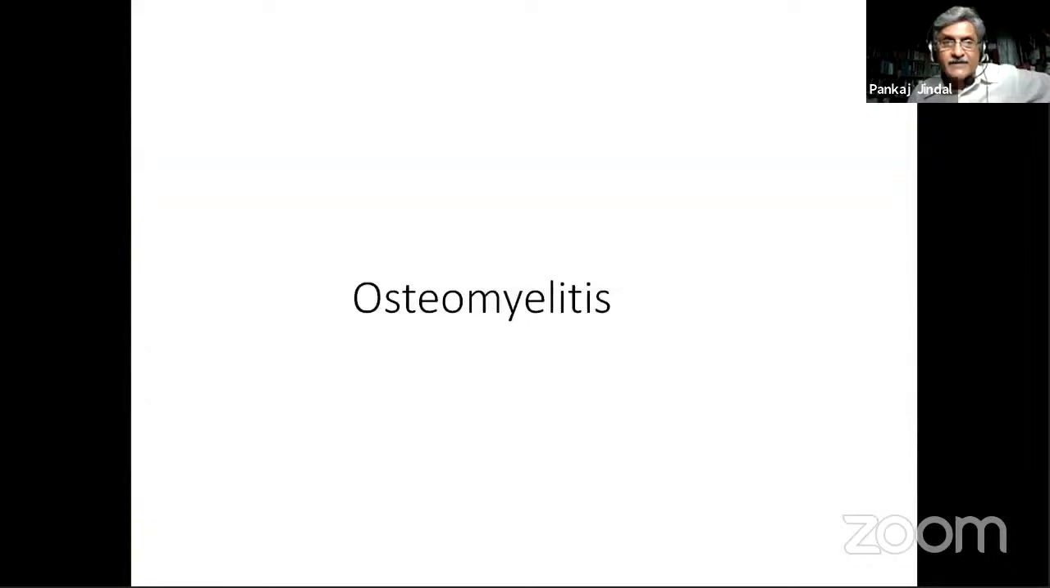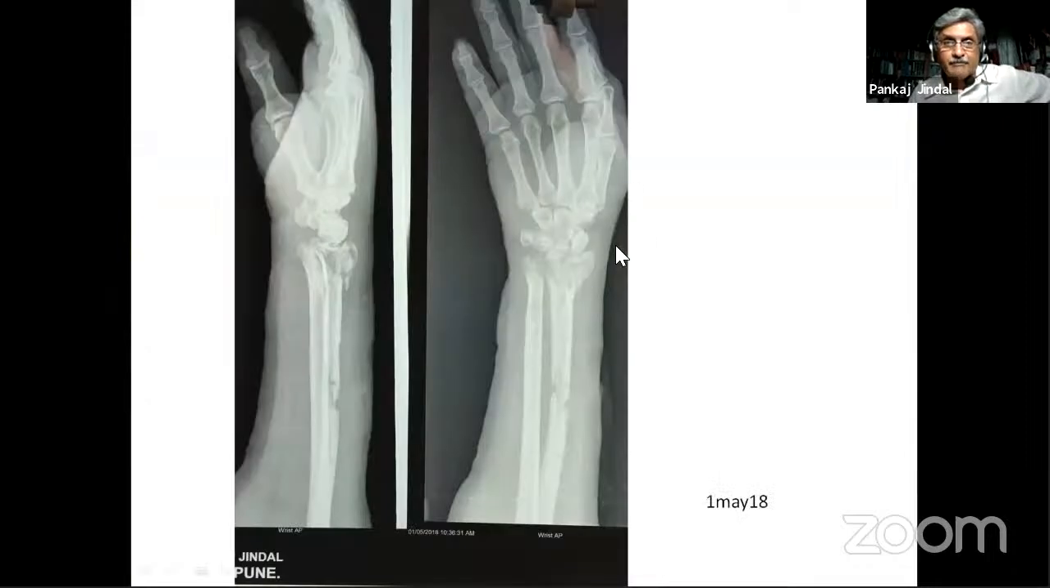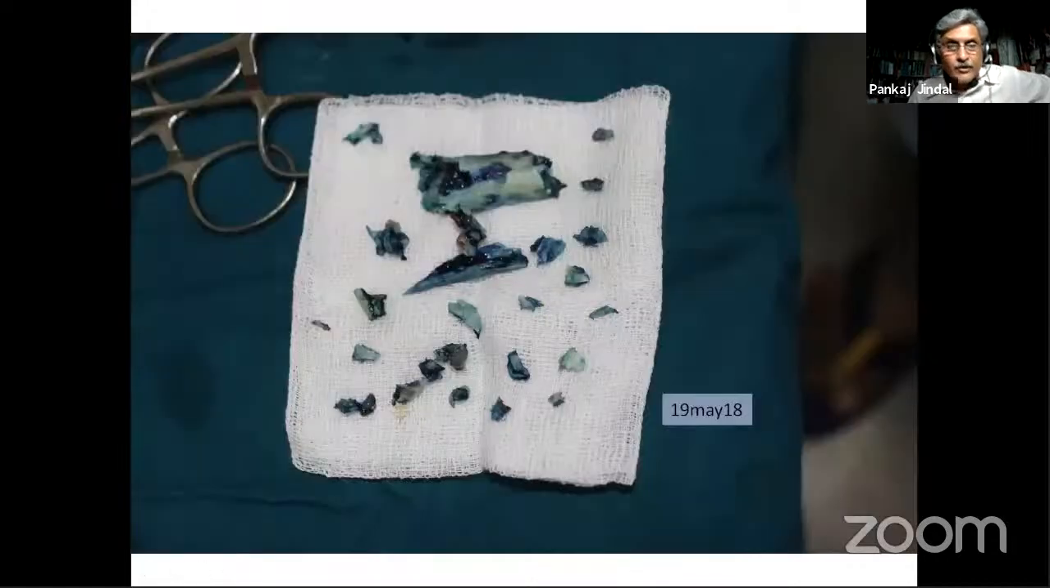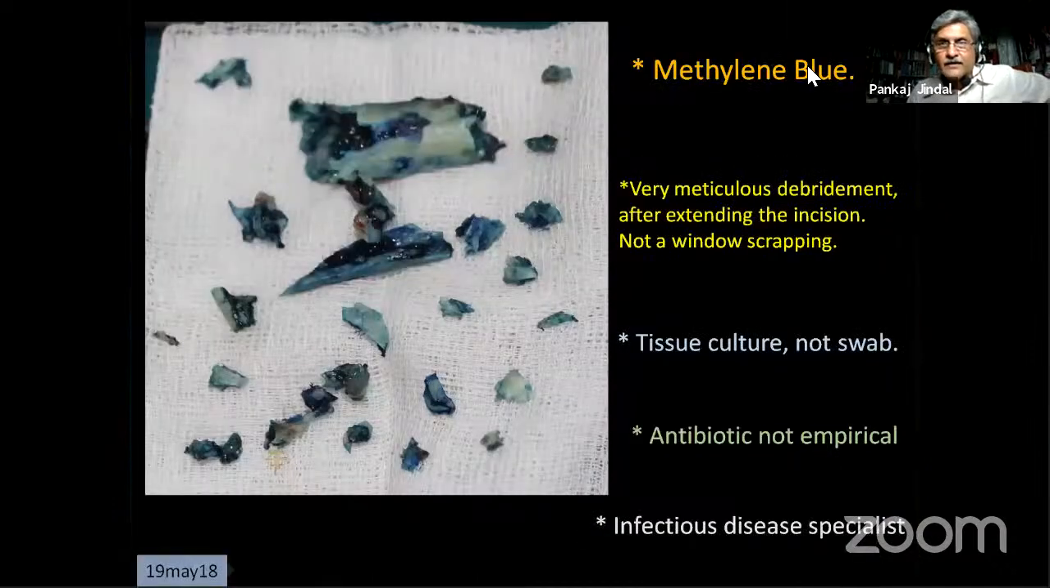And coming to the last one, which is osteomyelitis. This gentleman had a plating here, and there was a discharging sinus here, and this is the disaster now. A good option that I have found is instilling methylene blue. The moment you put in methylene blue, everything that is blue and sinister looking is removed. That is a very good way of removing all the dead bone from there under tourniquet. And once all the dead bone has been removed, methylene blue is the good trick.